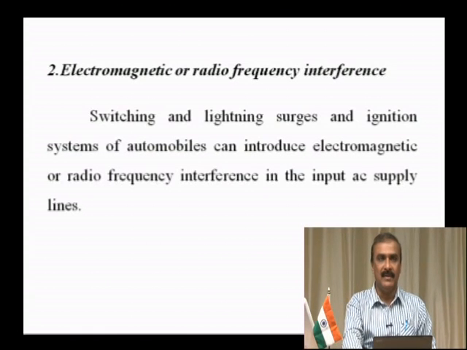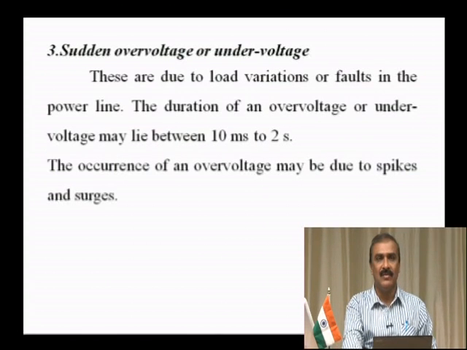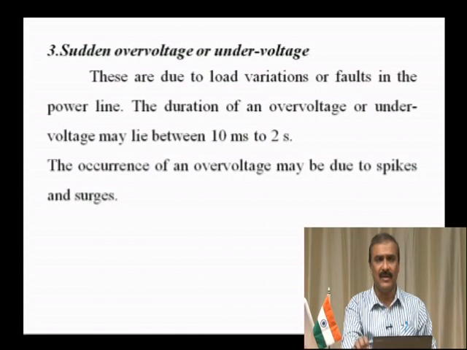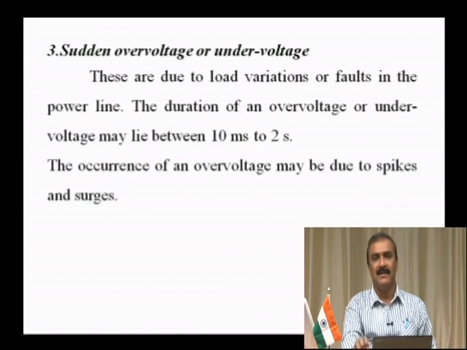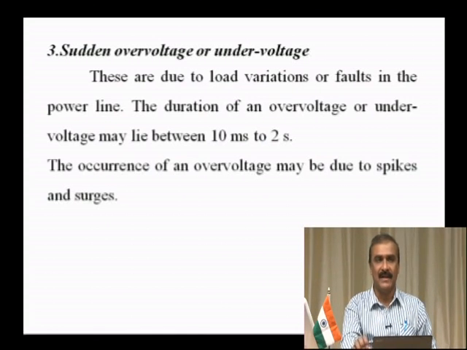Now coming to the next one, sudden overvoltage or undervoltage. This is another phenomenon. How do they occur? These are due to load variations. The load will vary; suddenly the load is thrown on, thrown off, etc. This is one reason. The other reason is faults in the power line.